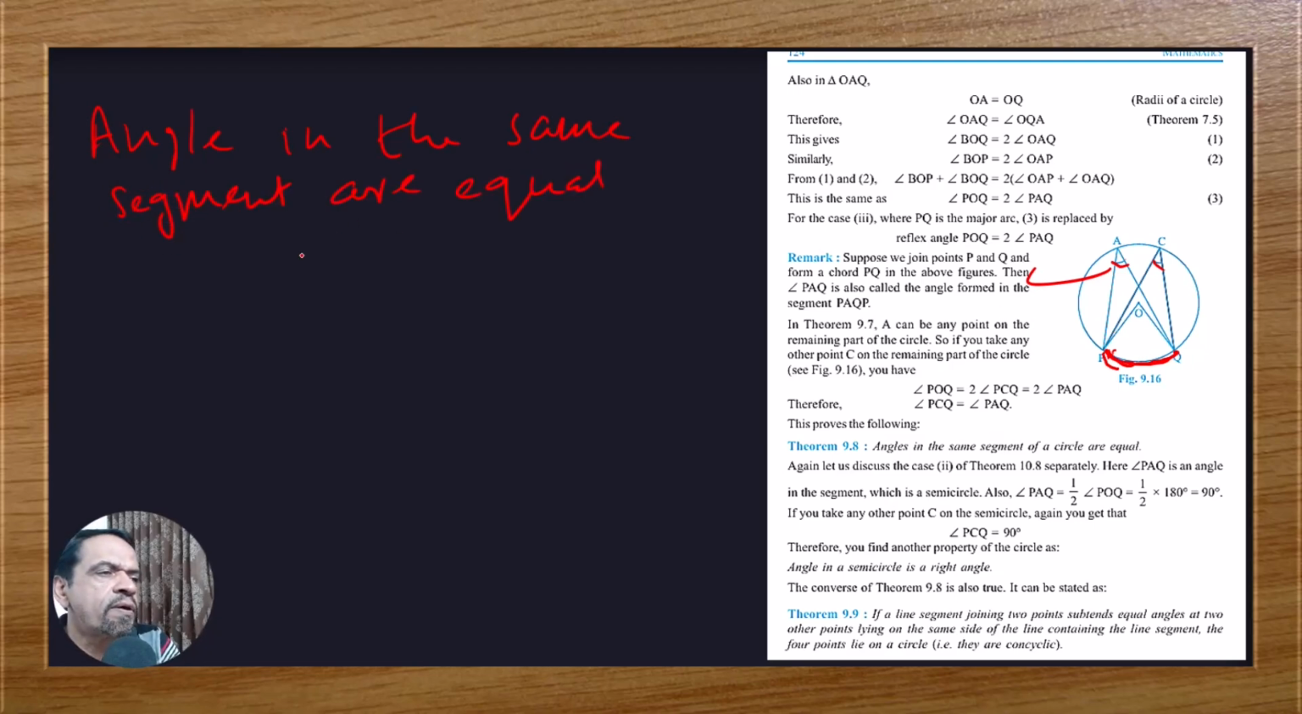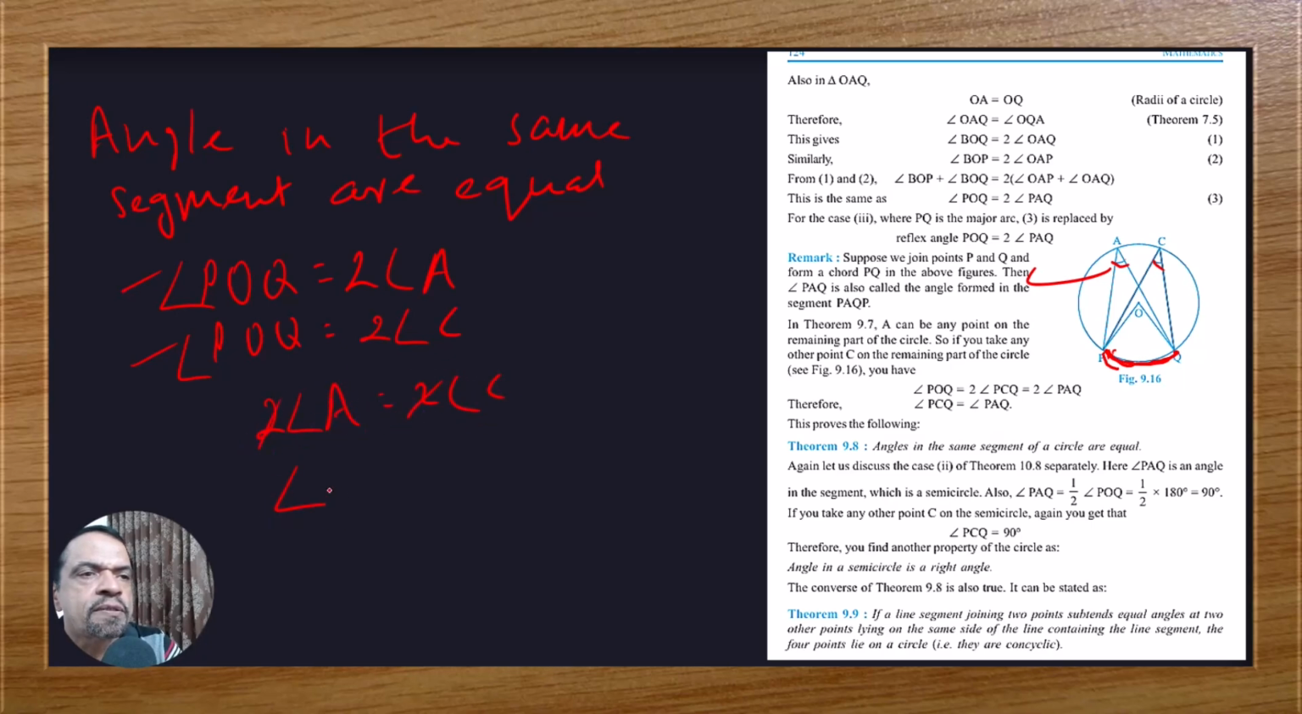According to the diagram we can write angle POQ is equal to twice of angle A. Again angle POQ is twice of angle C. The LHS is equal, so the RHS will be equal. Twice of A is equal to twice of C. 2 cancels. Angle A is equal to angle C. Angles in the same segment are equal in magnitude. This is theorem 9.8. And 9.9, the very simple concept is here.